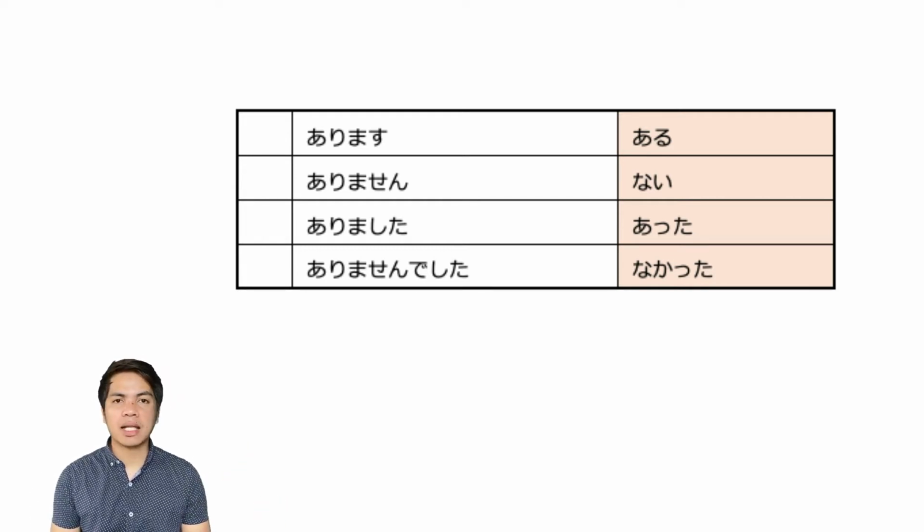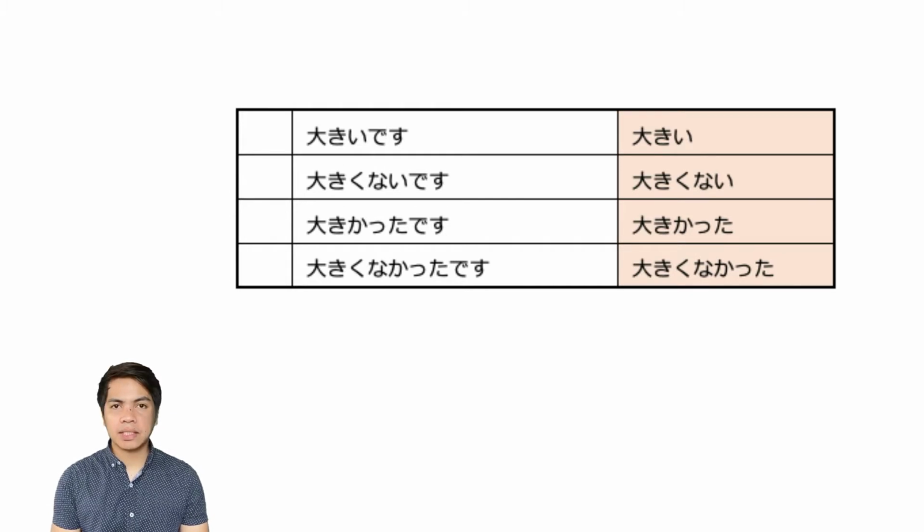Next, arimashita. For arimashita, the plain style, we will use the ta form. Atta. Arimashita is group 1, so ari becomes atta. Next, arimasen deshita. The plain style for arimasen is nai, plus the plain style of deshita is ta. So arimasen, nai, then remove i, then add katta. Nai plus katta, nakatta.